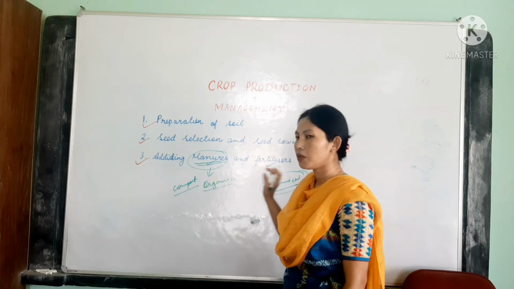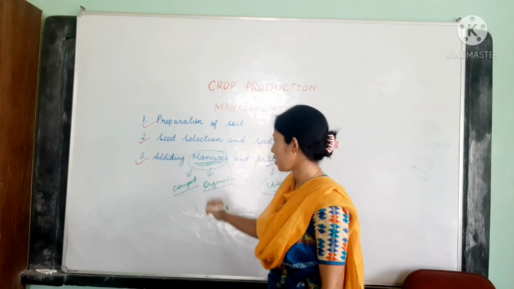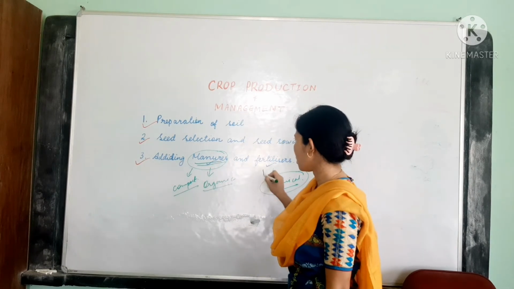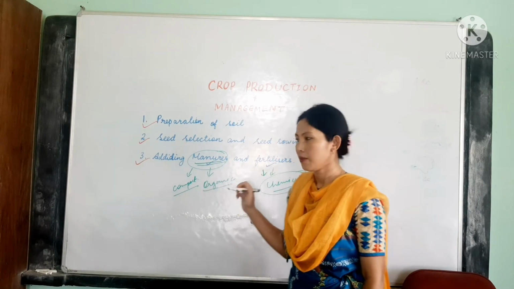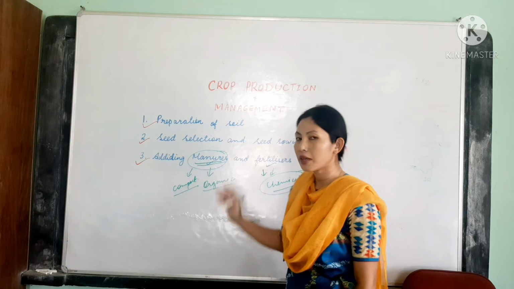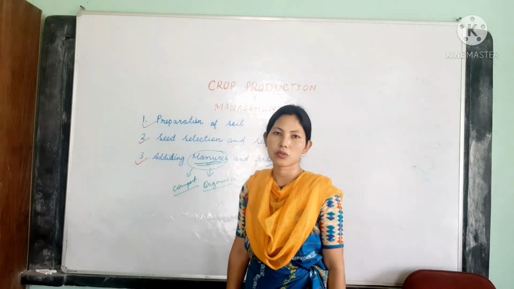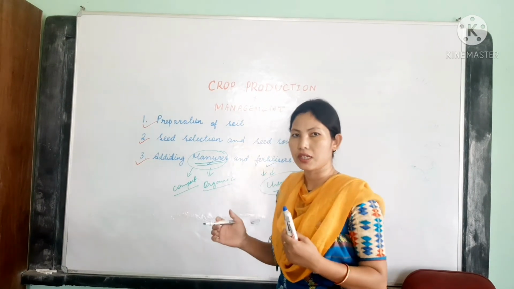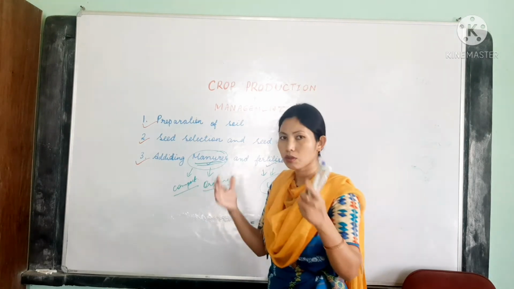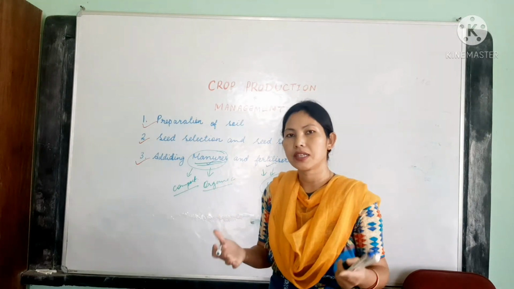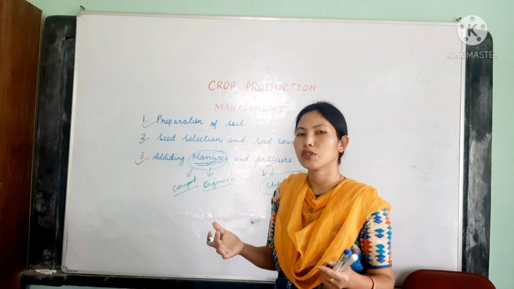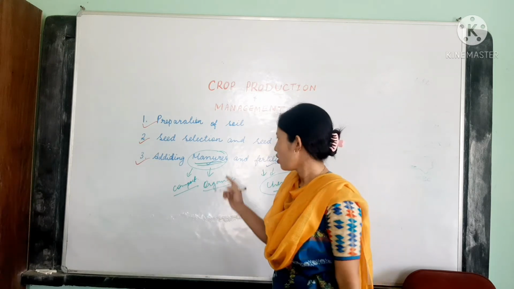So the difference between these two is that one is obtained by natural means, and the other by artificial means. But there are advantages as well as disadvantages of using both manures and fertilizers, right? So let us understand the advantages and disadvantages of using manures and fertilizers.